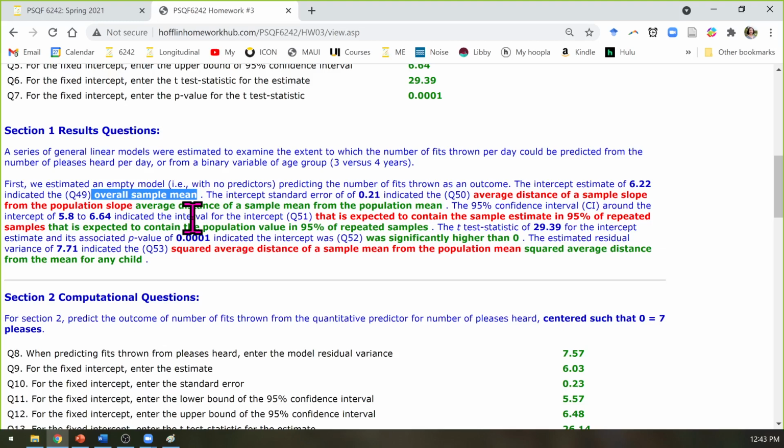Like if you're doing a simulation study where you made up the data to make a point, which is what I've done a couple of times for demonstration purposes. So this is the sample mean. The other choices were, I think, for someone with 7 pleases, or for a 3-year-old, or for a 4-year-old. Those cannot be correct at this point because those predictors aren't in the model. There is nothing in the model. The model says that everybody has the same predicted outcome, which is just the mean at this point.